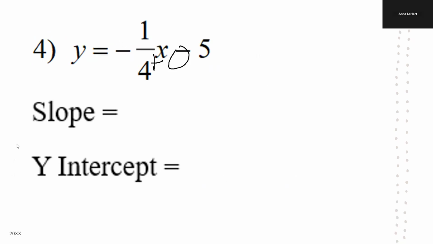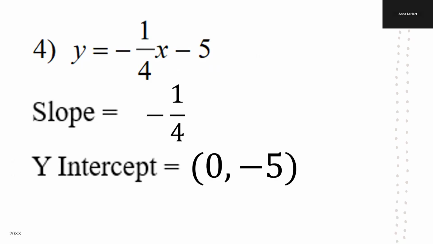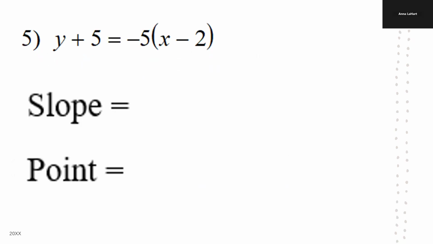In 3, 2, 1. Okay, did you get the slope to be -1/4, the y-intercept to be 0, -5? Next round. So now it's the other one. Okay. What is the slope? What is the point on that piece?